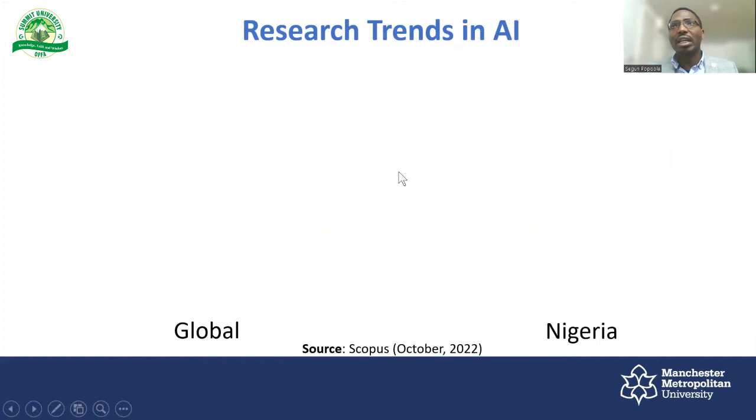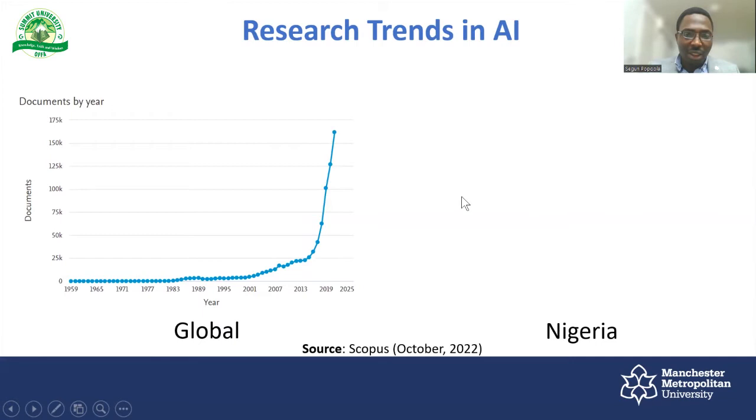So let's look at research trends in AI. Looking at the Scopus database as of October 2022, that's this year, I discovered that documented AI research started out in 1959 with very little progress over the years. But we can see that recently, from 2001, there has been exponential growth in the output in the area of AI research, and it's continuously growing. Between 2019 till date, we have more than 150,000 publications related to AI, but that's globally.